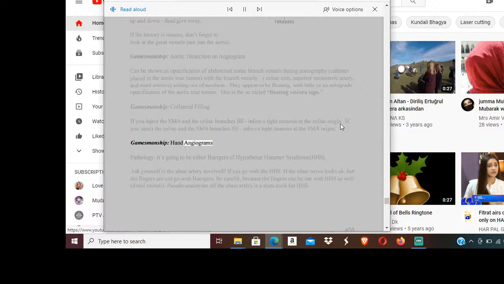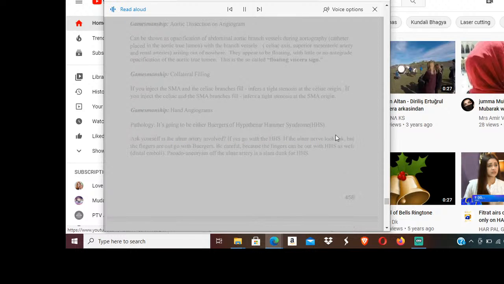Gamesmanship: hand angiograms. Pathology, it's going to be either Buerger's or hypothenar hammer syndrome, HHS. Ask yourself, is the ulnar artery involved? If yes, go with the HHS. If the ulnar artery looks okay, but the fingers are out, go with Buerger's. Be careful because the fingers can be out with HHS as well, distal emboli. Pseudoaneurysm off the ulnar artery is a slam dunk for HHS.